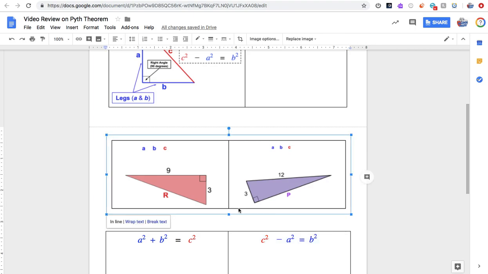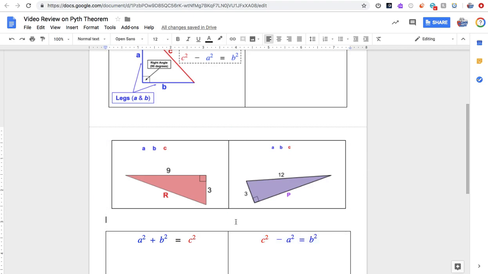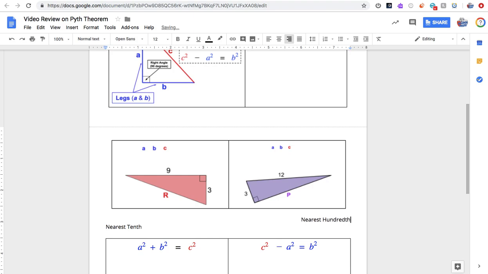Go ahead, pause the video now, and take the time to figure out what the missing side lengths are for the red triangle and the purple triangle. For the red triangle, we're going to ask you to round to the nearest tenth. And for the purple triangle, we're going to ask you to round to the nearest hundredth. Pause the video, figure out the missing side lengths, and when you come back, we'll walk you through it.